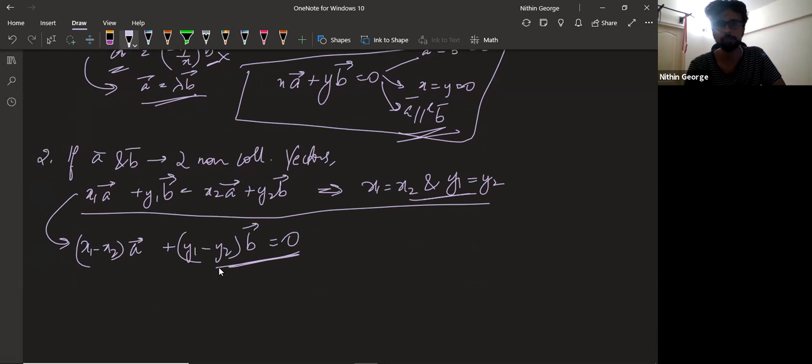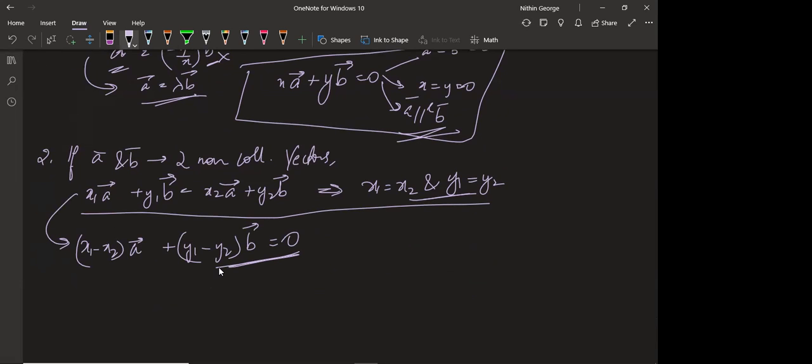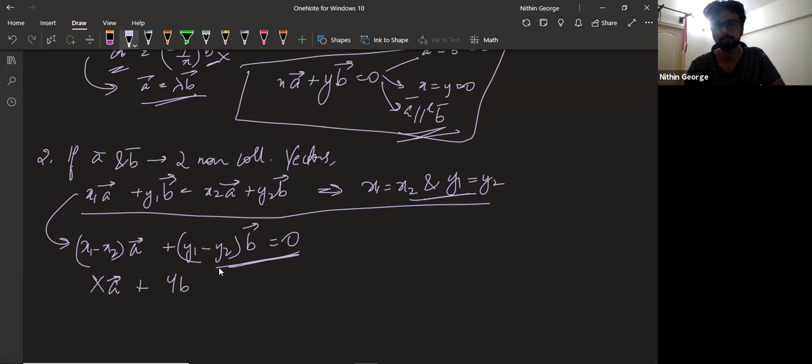I just took everything to the side and took the vector part common. Now here, this is of the form xa plus yb equal to 0, where a and b are two non-collinear non-zero vectors. So this implies x equal to y equal to 0, which further implies x1 equal to x2, y1 equal to y2. Got this?